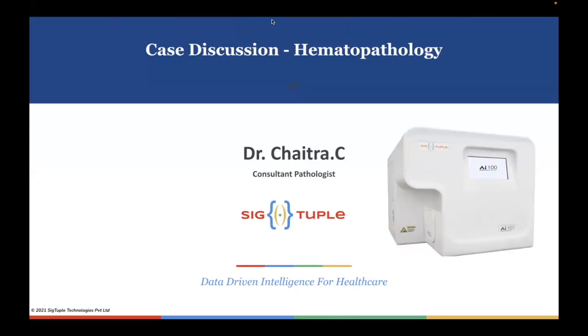Yeah. So now we'll discuss a few cases which were reported on AI100. As we all saw, digital technology is transforming the healthcare industry, and it's revolutionizing the process of diagnosis, making quality healthcare more accessible. Reporting on AI100 reduces the turnaround time, and it has helped a lot of patients get treatment on time. So we'll see a few such cases today.